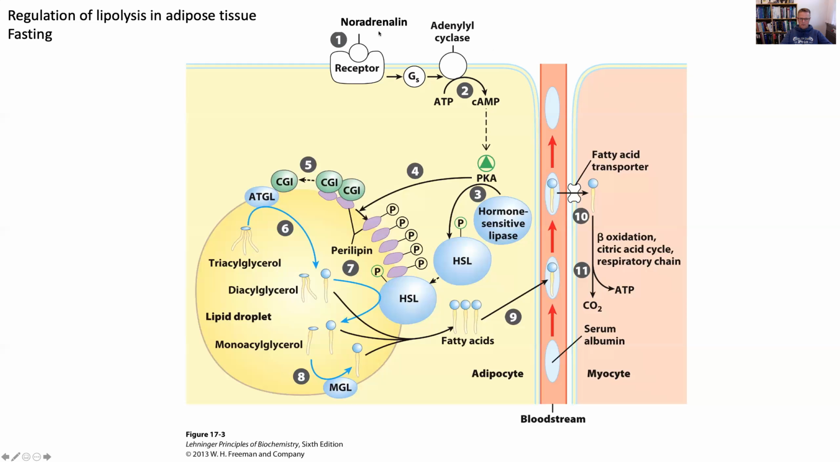So it's important to stress that it's not glucagon, but it's noradrenaline that actually activates the receptor and leads to activation of protein kinase A that then will activate lipolysis. And this will increase the concentration of fatty acids in the circulation. And these fatty acids can then be transported to other tissues that can use fatty acids as an energy substrate, for instance, skeletal muscle cells.